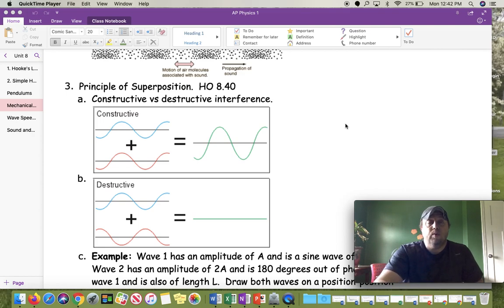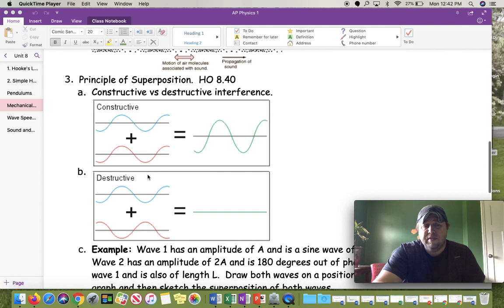Constructive interference means that the waveforms are in phase with one another. If the waveforms are in phase at any point, they will add together and form a superwave, basically, which is going to be the combination of the two crests and the two troughs of the waveforms that are overlapping.